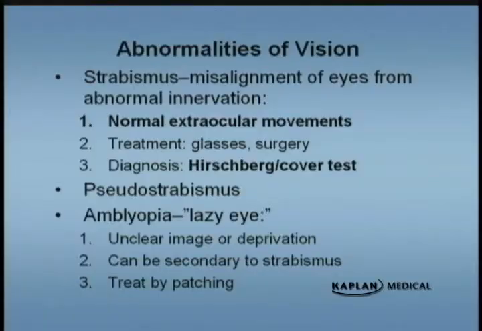The treatment of strabismus is going to be putting them in glasses, and eventually they may need surgery. What they do is they reattach the muscle to a different part of the eye, so that compensates for the misalignment. Amblyopia is the lazy eye. What happens is that one of the eyes gets an unclear image or is deprived. So for example, strabismus can lead to amblyopia. If one of the eyes is misaligned, that'll be an abnormal image, and the brain kind of shuts that off and doesn't pay attention to it anymore. So then the eye gets kind of lazy.